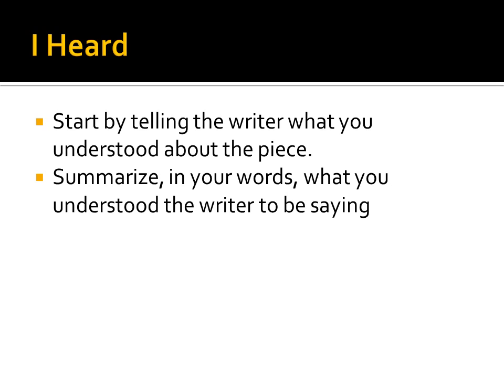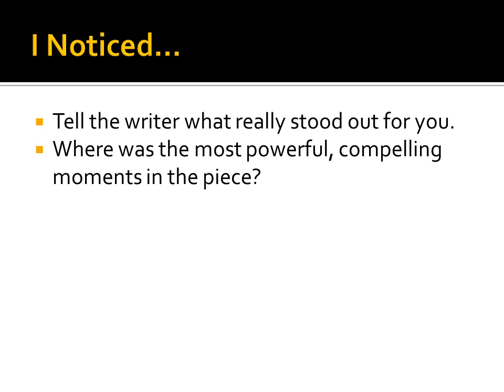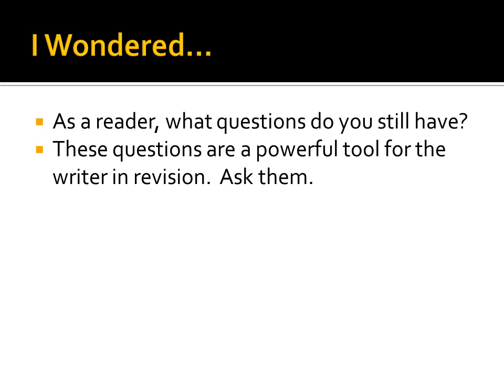So one of the most useful tools that a peer reviewer can do is tell the person, summarize in your words what you understood that writer to be saying. Okay? The next section is called I Noticed. And at this point, you need to find something in the piece that is powerful, that is compelling, that is interesting. Something that stands out and that you think shouldn't be changed. It's always good to give a writer a good idea of what really worked for you.